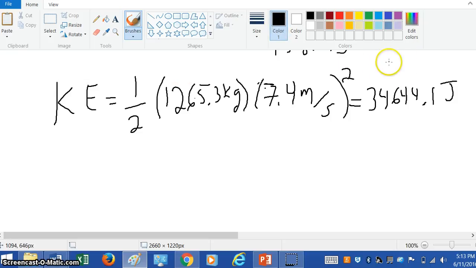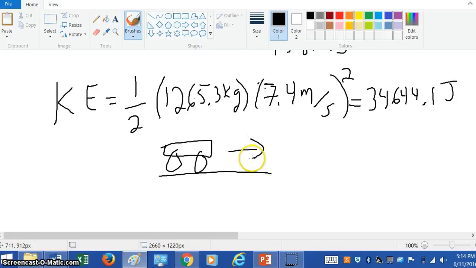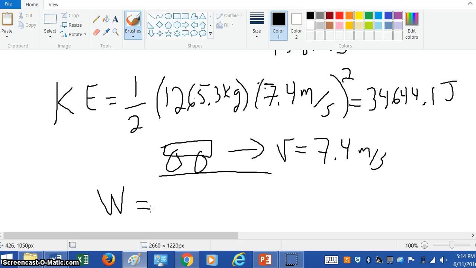Also, let's say the car was moving on a flat surface. Here's our car, and it's just moving horizontally at 7.4 meters per second in this direction. We want to know how much work it would take to stop the car. The work would be the final kinetic energy minus the initial kinetic energy, since it's not changing height. If we're bringing it to a stop, the final velocity will be 0, so the final kinetic energy will be 0.